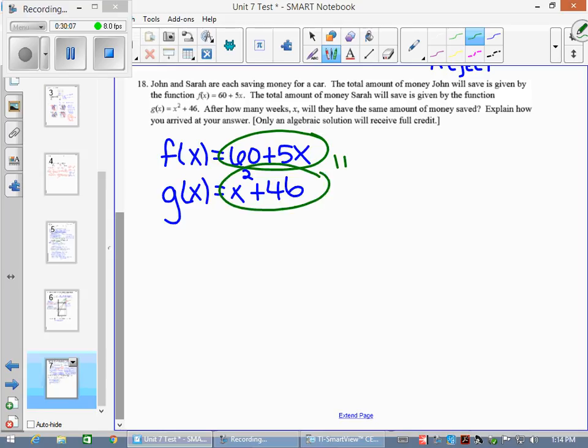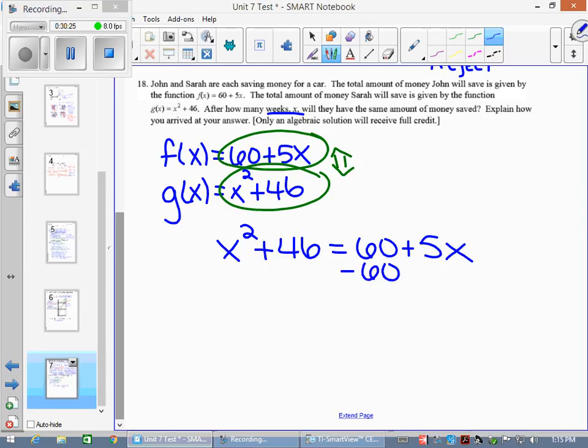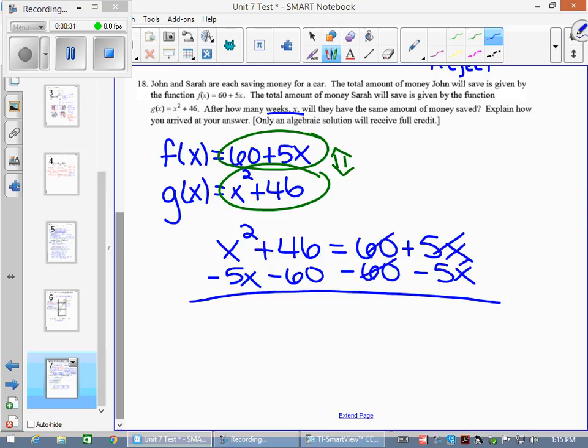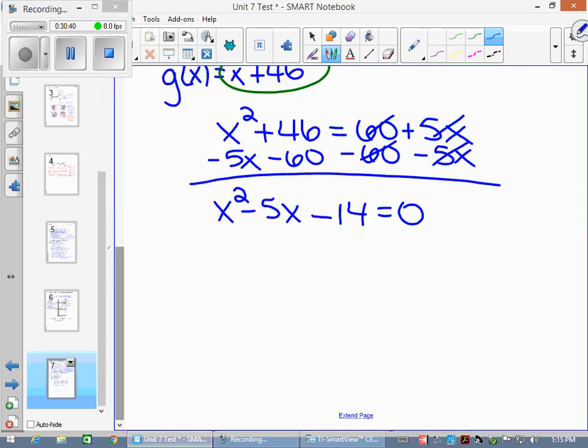X represents weeks, so if I solve for x, I will figure out how many weeks it will take for them to earn the same amount of money. So I'm going to get everything equal to 0. I get x squared minus 5x minus 14 is equal to 0. Asking myself now what multiplies to negative 14 and adds to negative 5, that's going to give me a negative 7 and a positive 2. Again, if you have trouble with that, type into your y1 negative 14 divided by x, and look at your table. When I go to solve these, I get an x of positive 7 and an x of negative 2.